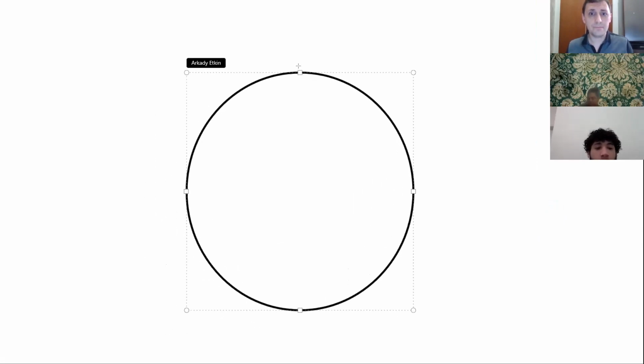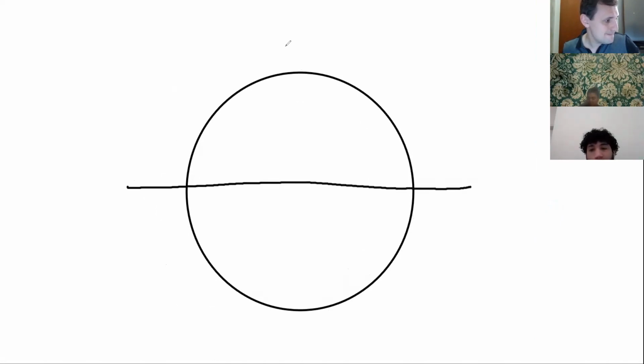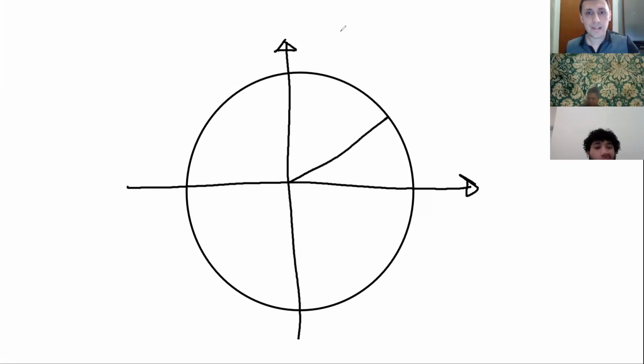So here is again that familiar picture. Theta. And now, of course, you see that the red is sine and the green is cosine. Now, what do I do to visualize cotangent here?